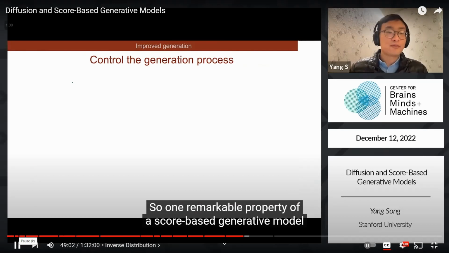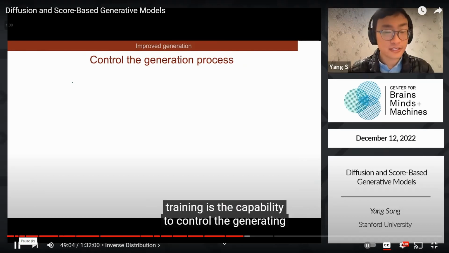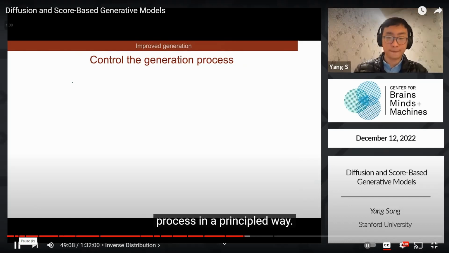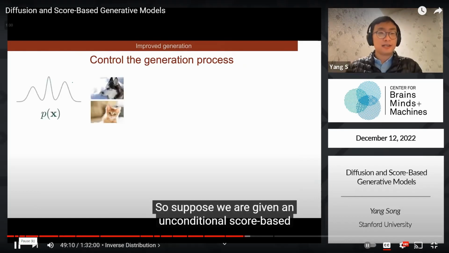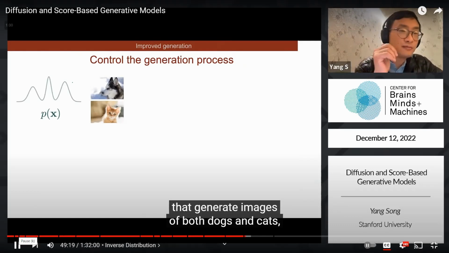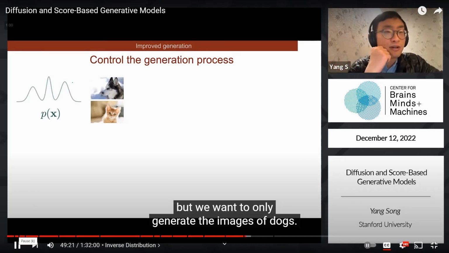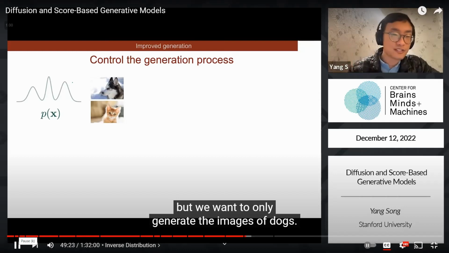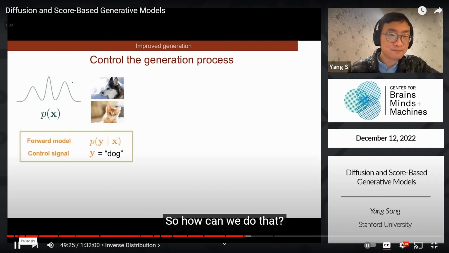So one remarkable property of score-based generative modeling is the capability to control the generation process in a principled way. So suppose we are given an unconditional score-based generative model that generates images of both dogs and cats, but we want to only generate images of dogs. So how can we do that?